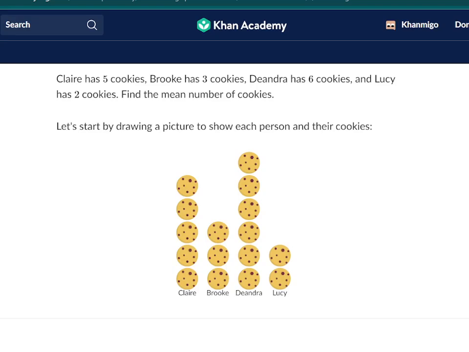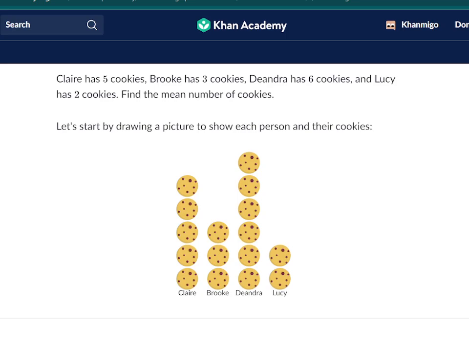Hello friends, we're going to be looking at the mean, median, and mode of data sets. So I wanted to start off with this little example from Khan Academy because I liked it. I thought it did a good job of explaining what mean actually means. The mean of a data set is its average value.